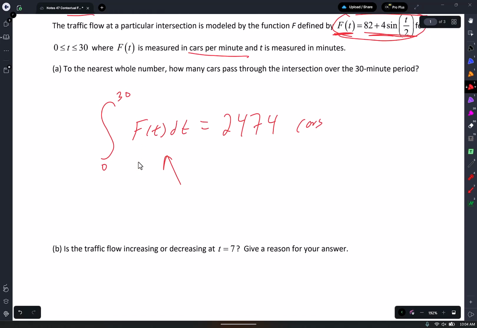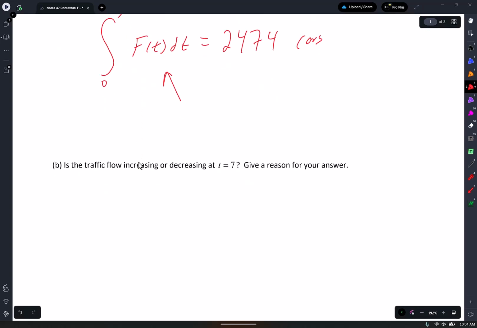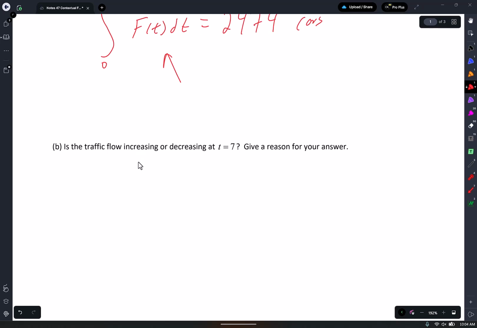ready? Letter B. Rodriguez, do you want to read this one for us, please? Is the traffic flow increasing or decreasing at t equals 7? Give a reason for your answer. Okay, before we do anything, a lot of kids get confused and they're like, oh, does that mean f of 7? Does that mean f prime of 7?